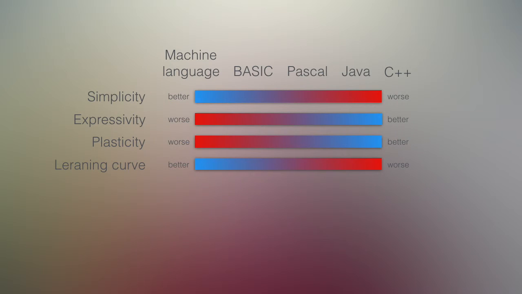So, to get back to the graph, I aim at an imperative programming language that is simpler than BASIC, but almost as expressive as Pascal. Redux may even have less plasticity than BASIC, but its learning curve will then also be shorter. So, all in all, I aim at a language that is simple, clean and easy.